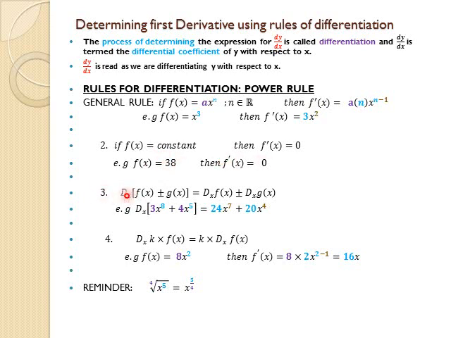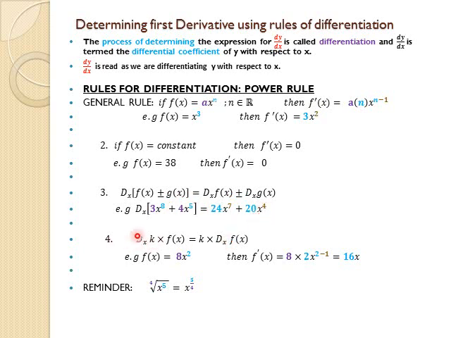Number 3, if we differentiate and have more than one term in the bracket, later on you learn chain differentiation, implicit, etc. But this I'm just doing at a grade 12 level. So d/dx, I can separate d/dx f(x) plus or minus d/dx g(x). If we look at an example of that, differentiate, given 3x to the power 8 plus 3x to the power 5: 8 times 3 is 24, 8 minus 1 is 7. 5 times 4, 20, 5 minus 1 is 4. And I'm done differentiating.